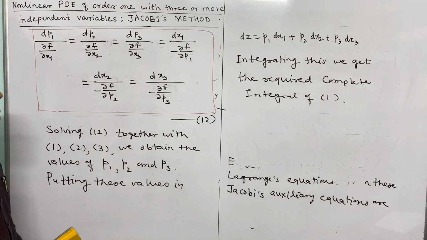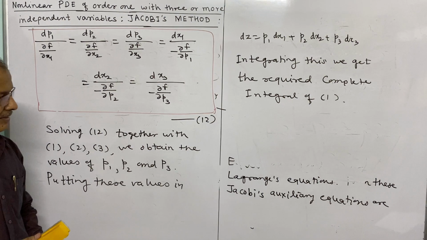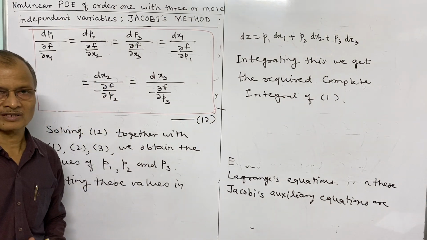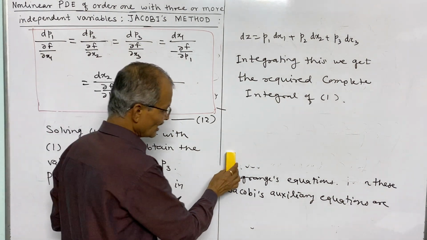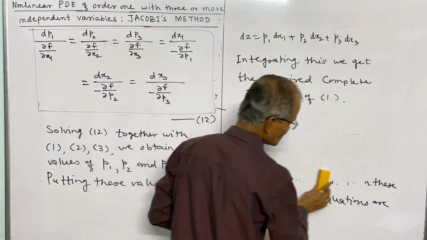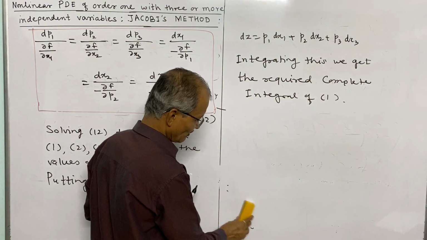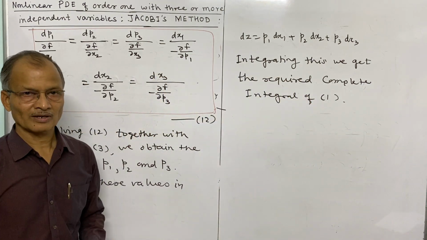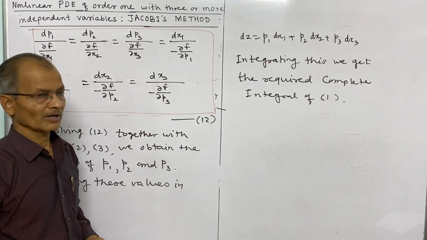So this is the Jacobi's method. You go through the method. The method is somewhat lengthy but not difficult to understand. Only we have used the elimination procedure, and for differentiation we have used the derivative of composite function. So problems on this method we will solve in our next lecture.